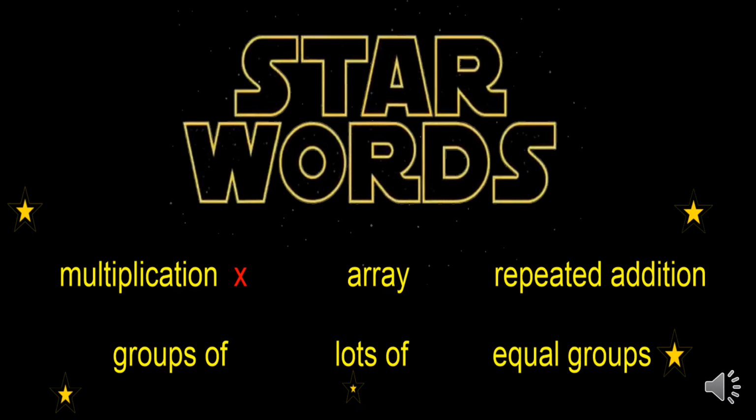Our first star word is multiplication, and that's the operation that we're using today. And in red, you can see the multiplication symbol. We've got the words array and repeated addition, which we'll talk about a little bit later. We've also got the phrases groups of and lots of, which are words we use to describe multiplication. And we've got the phrase equal groups. Equal means they need the same amount, and in multiplication it's so important that the groups are equal.